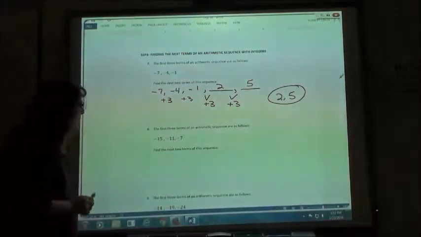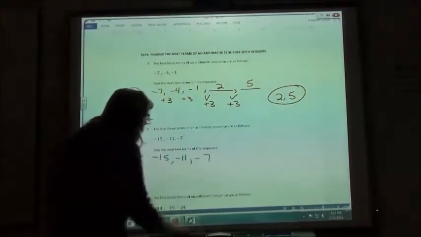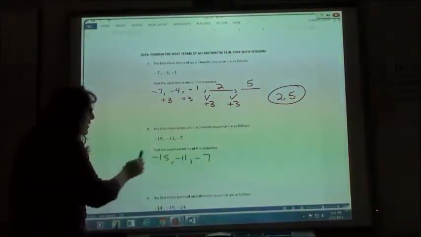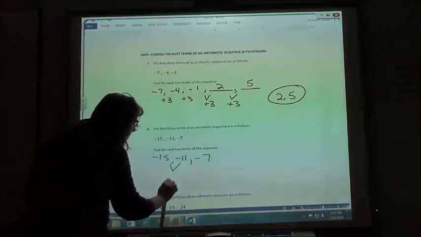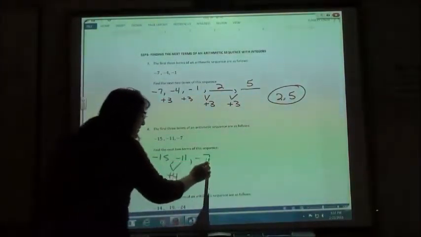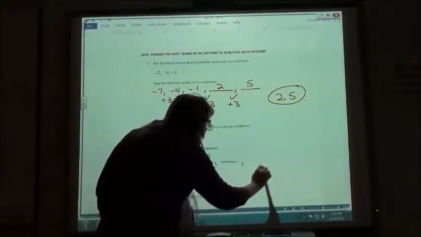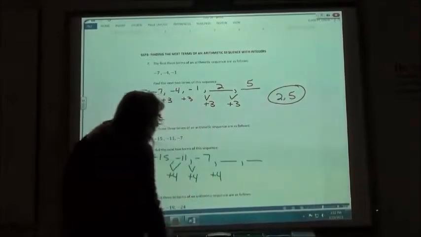So number 8, same kind of thing. I have negative 15, negative 11, and negative 7. To get from negative 15 to negative 11, I'd have to add 4. From negative 11 to negative 7, again I add 4. So to find my next two terms, I'm going to add 4.